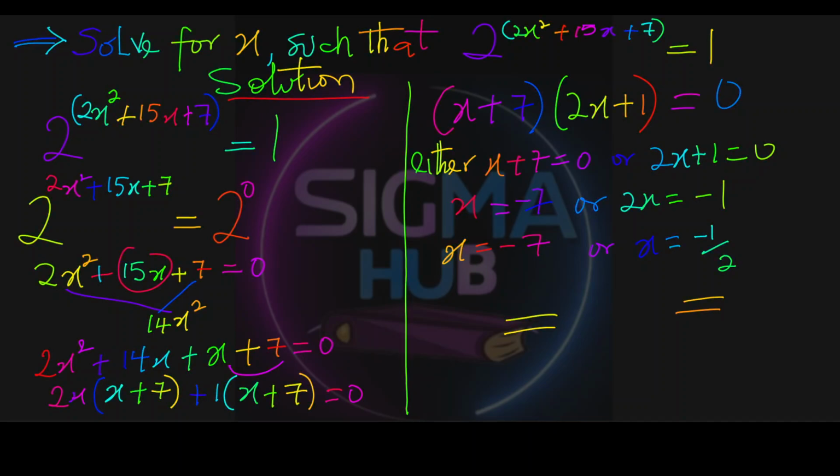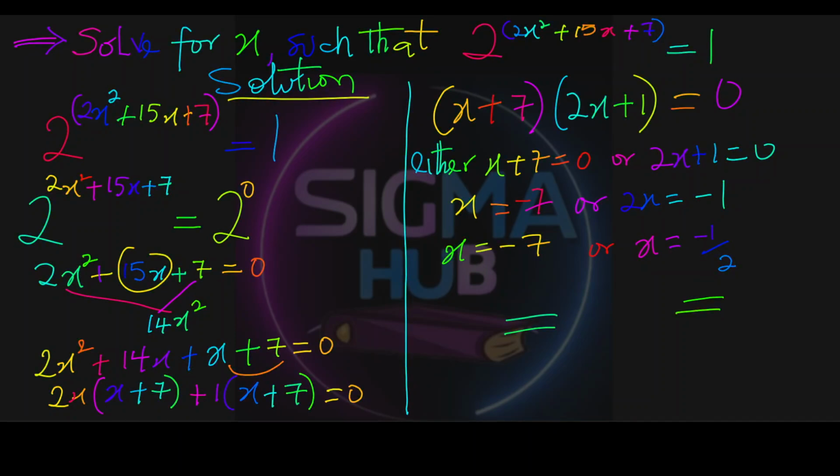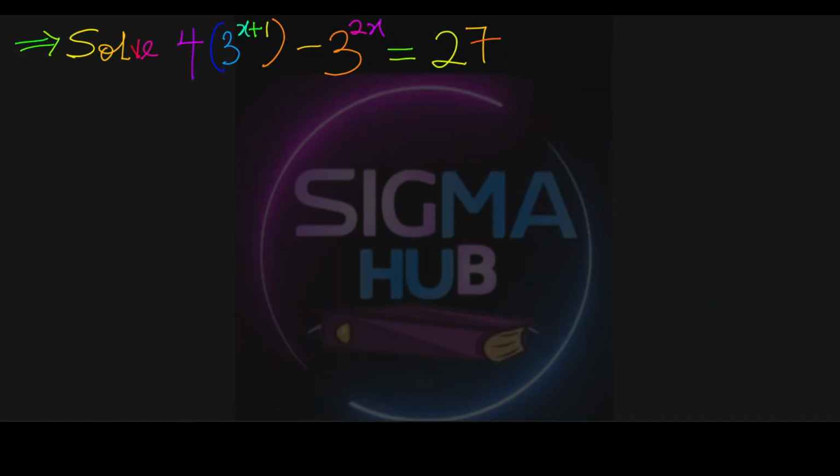So let's move to the second question that I'm about to solve today. The question says solve 4 into bracket 3 raised to the power of x plus 1, minus 3 raised to the power of 2x, equal to 27. So how do we go about this?